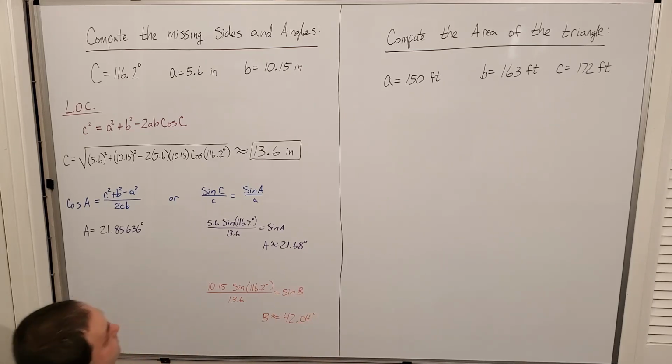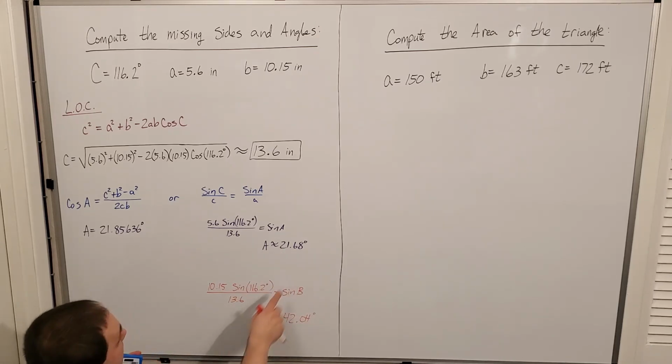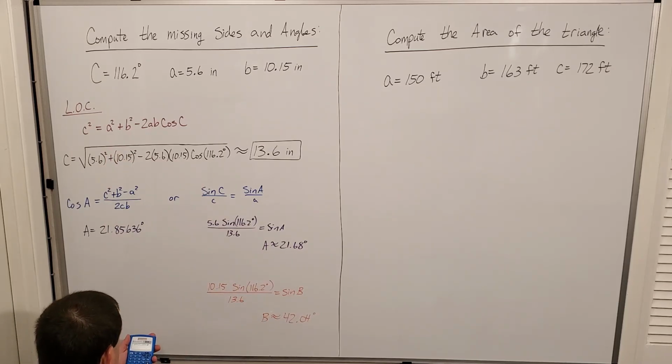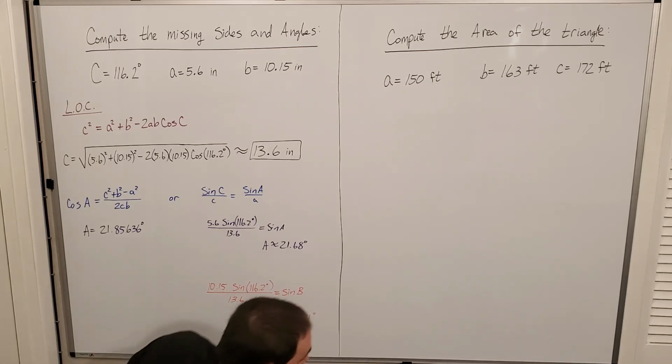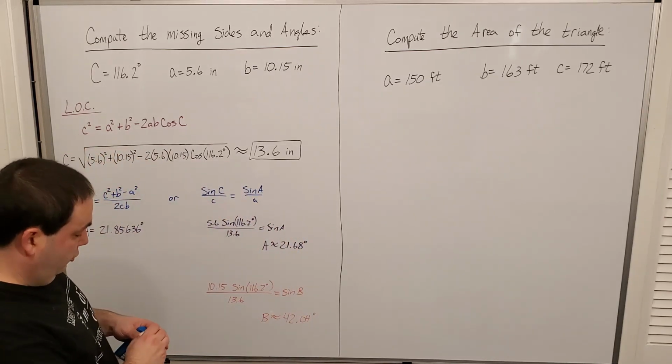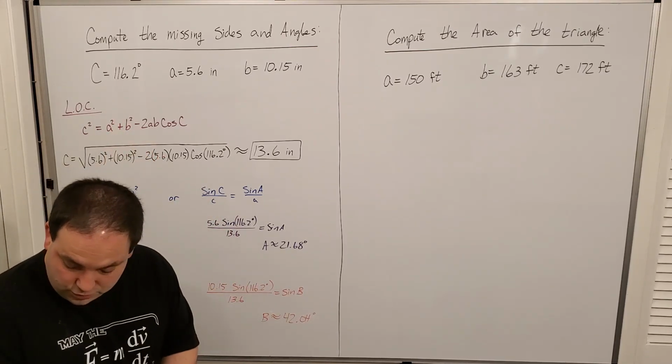42.04 degrees. So if we add up 42.04 and 21.68 and 116.2, 179.92, it adds up to something that would round to 180 degrees. So there's our three solutions.